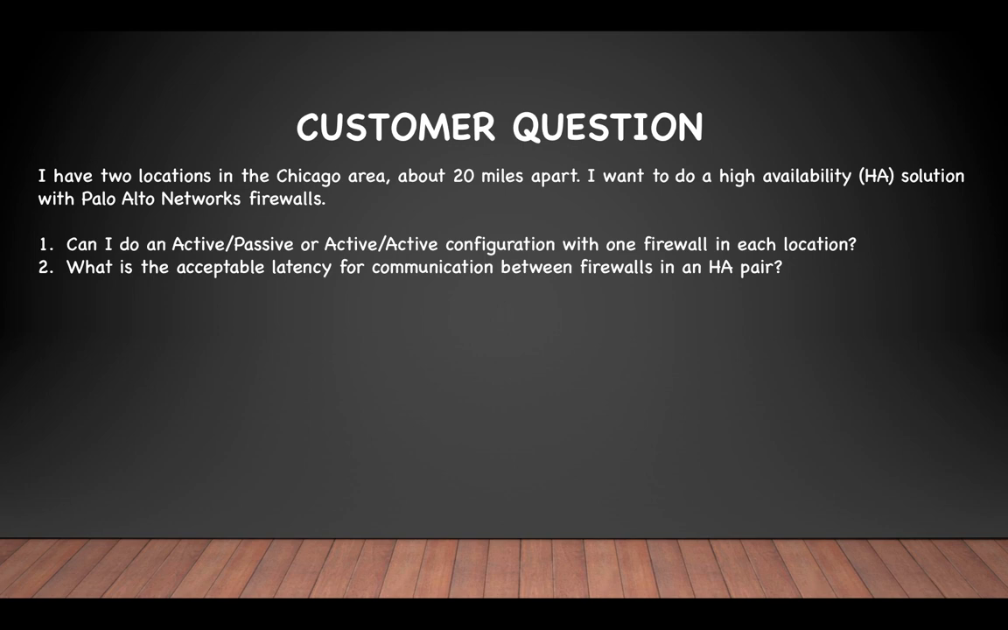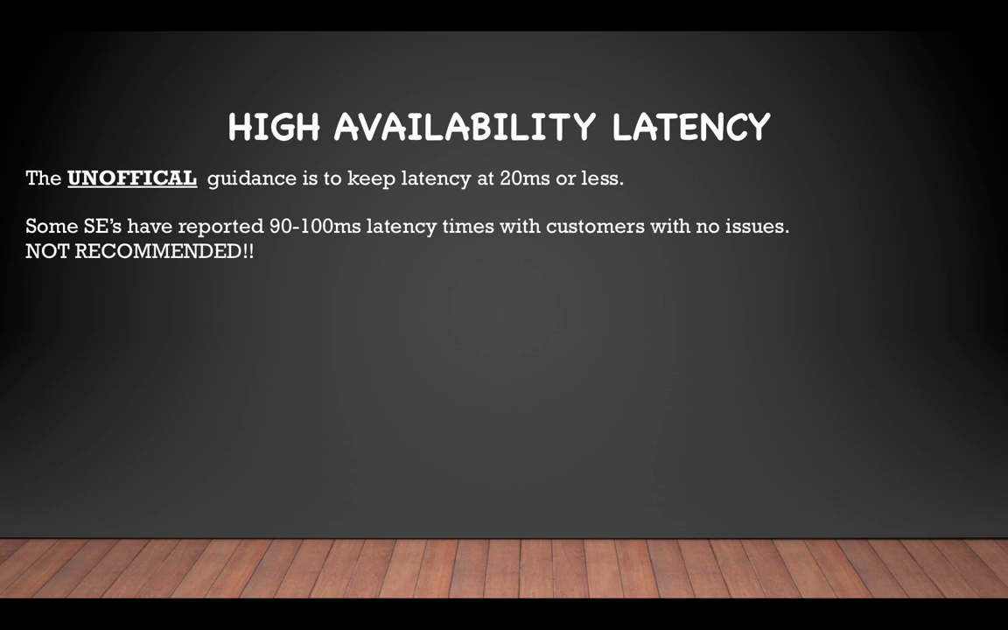Now that we've answered question 1 and helped you understand what you need to consider when implementing high availability in the data center, let's focus on question 2 and talk about acceptable latency for communication between firewalls in an HA pair. I haven't seen any official document from Palo Alto Networks, but the unofficial guidance provided to technical and sales engineers is that latency between the primary and secondary firewall in an HA pair should be kept at 20 milliseconds or less.